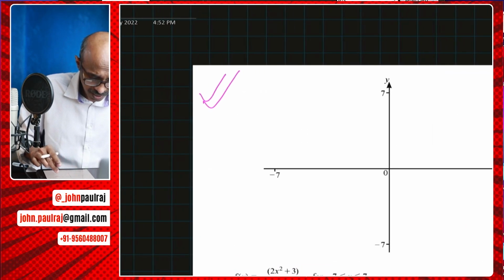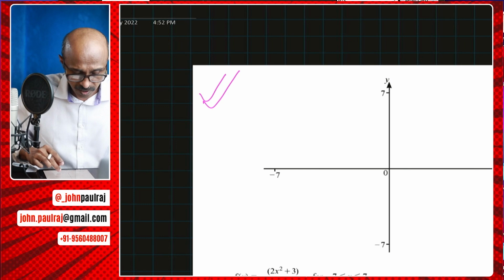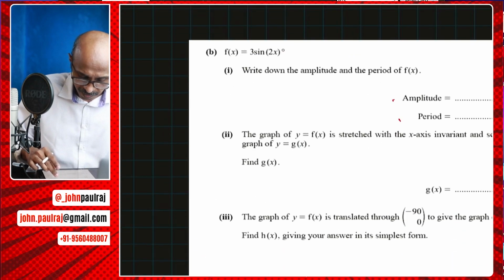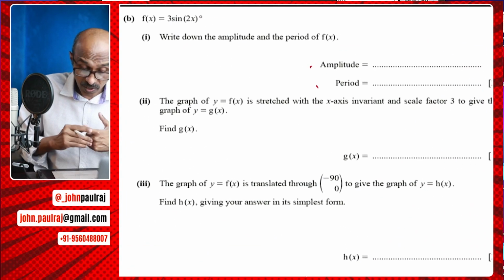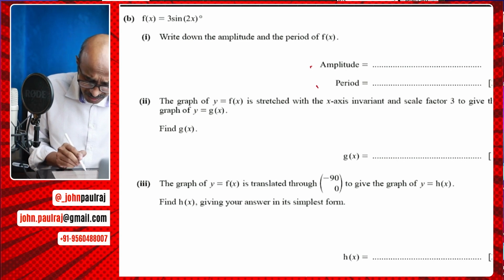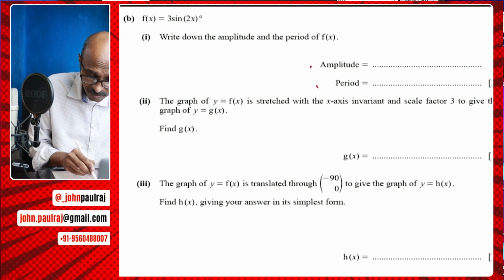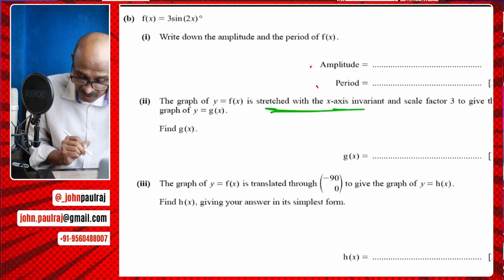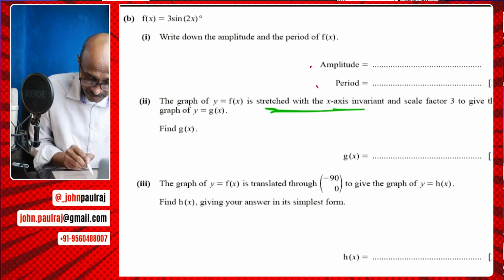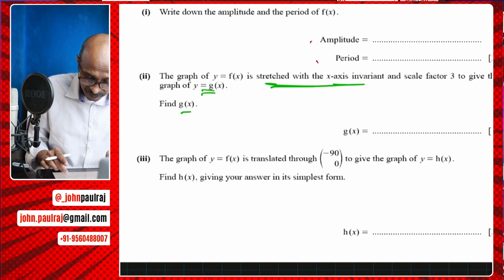Okay, so this was again October, November 21 for one paper. They've asked a trigonometric question where they asked you questions about the amplitude. Okay, a function, trigonometric function. They've asked you this kind of thing has been making its way several times. Okay, the graph is stretched with the x-axis invariant, scale factor of 3 to give the graph of G, find G. The graph is translated.